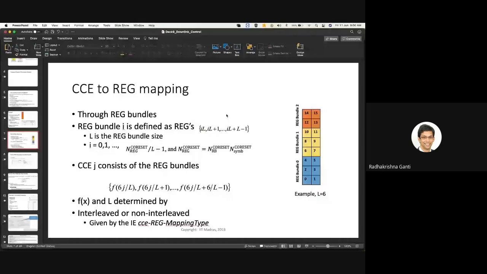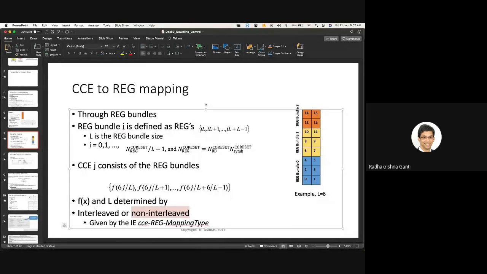Instead, you can put one REG bundle from here, one REG bundle from there, and one from another place into one CCE. Then the data of those 3 bundles will be protected by a single error correction code, one polar code. Even if one of the REG bundles is in error, the other REG bundles may be good because they are separated in frequency. You get frequency diversity, and hopefully you can recover the data. That's why there are 2 options: interleaved and non-interleaved. Of course, interleaved is complicated in terms of implementation, while non-interleaved is much more straightforward.